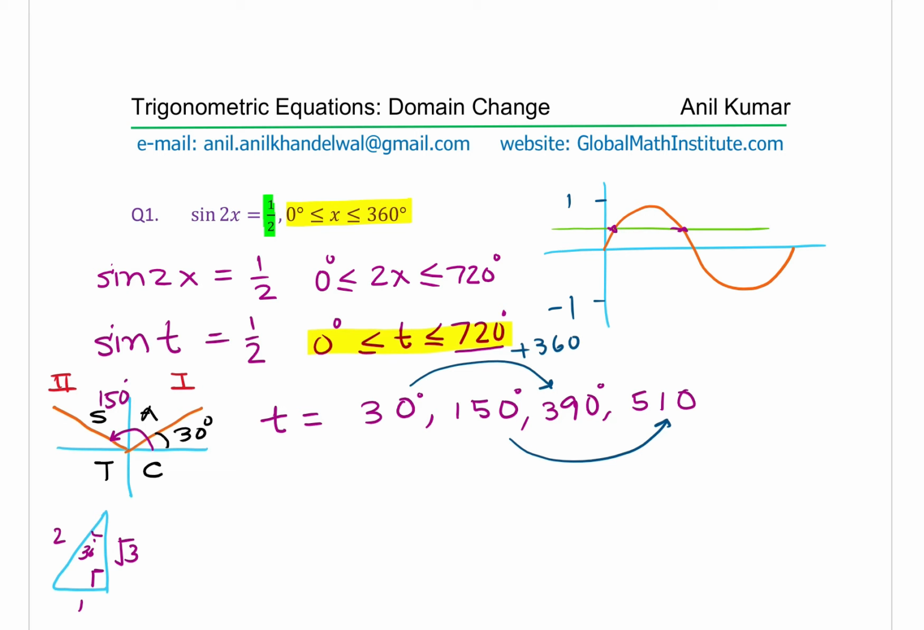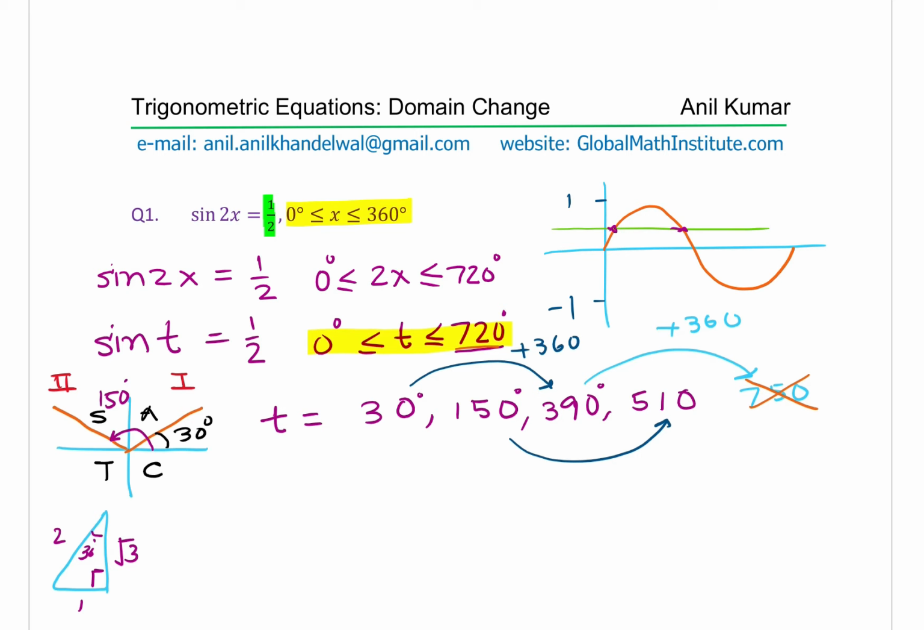Now, if I try to add another 360 to it, what do I get? Well, I get 750. 750 is not in my domain because my restriction is that I can only go up to 720. So I'll not take this value. I'll go up to these four values. This does make sense, right? So that is how you can get your initial values of t or 2x.